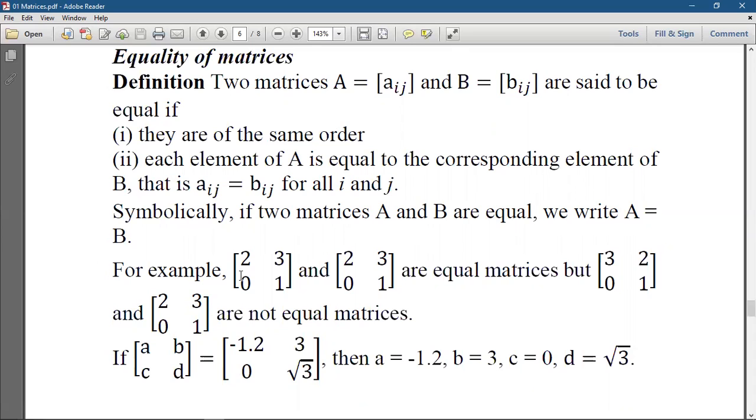For example, [2, 3; 0, 1] and [2, 3; 0, 1] are equal matrices, but [3, 2; 0, 1] and [2, 3; 0, 1] are not equal matrices. If [A, B; C, D] equals [-1.2, 3; 0, root 3], then A must equal -1.2, B must equal 3, C must equal 0, and D must equal root 3. This is the concept of equality of two matrices.